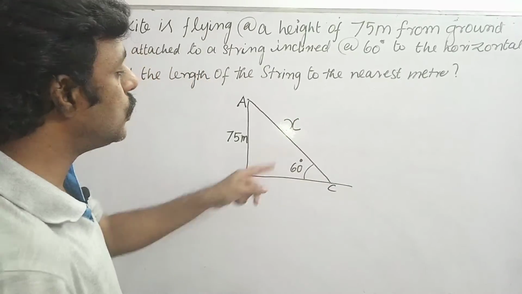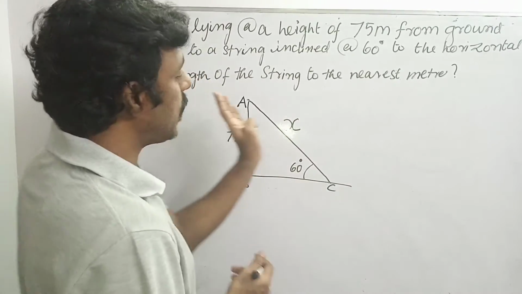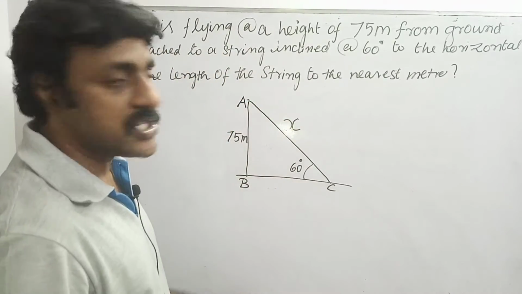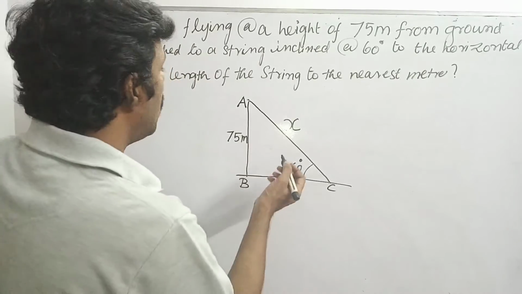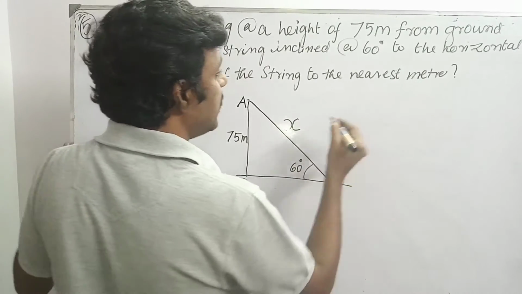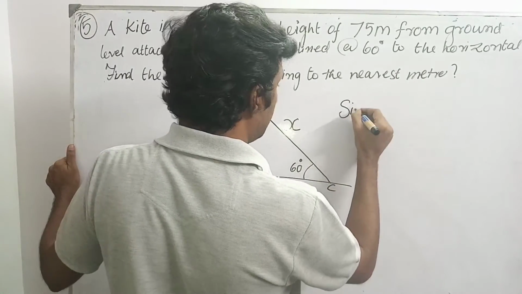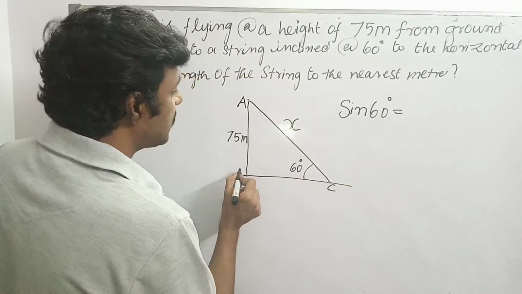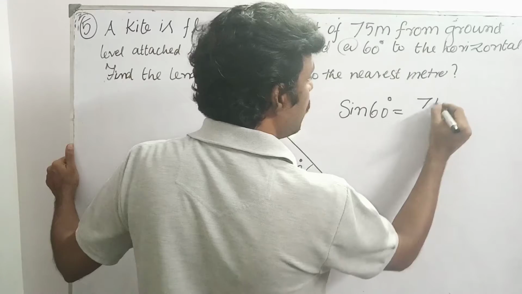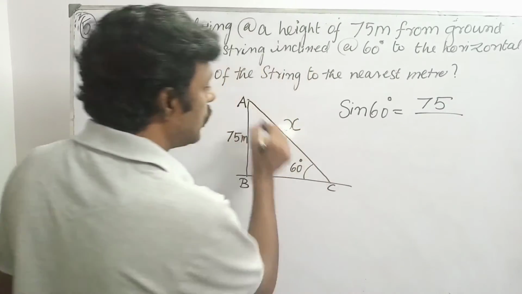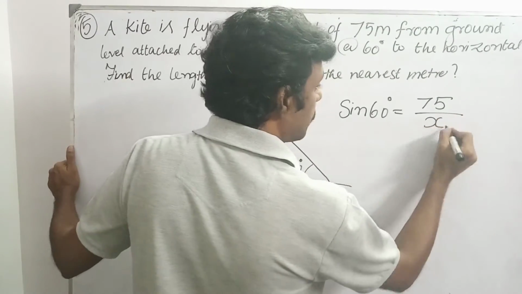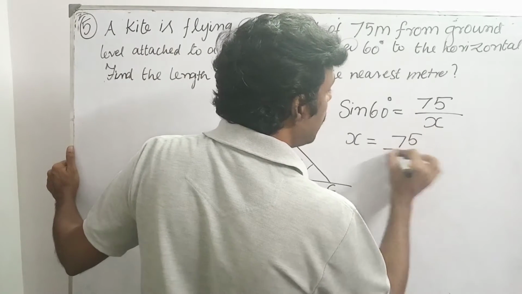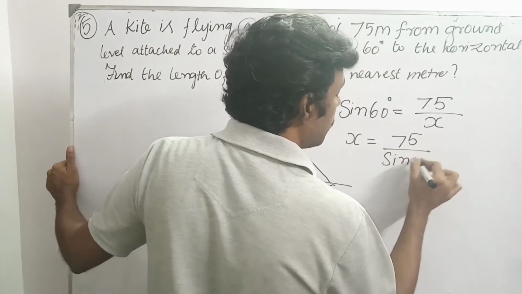Now what you need to do: you have the opposite side, you have the hypotenuse, and you also have the angle of inclination, given as 60 degrees. So let's use sine of 60 degrees. Sine of 60 degrees is equal to the opposite side, 75, divided by the hypotenuse, x. So x will be equal to 75 divided by sine of 60 degrees.